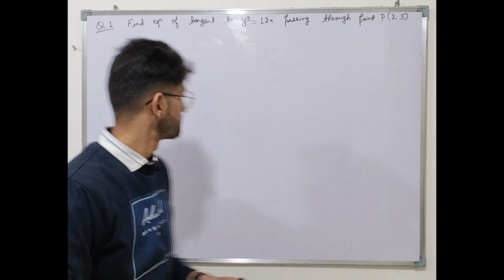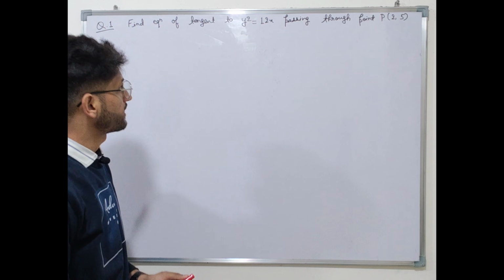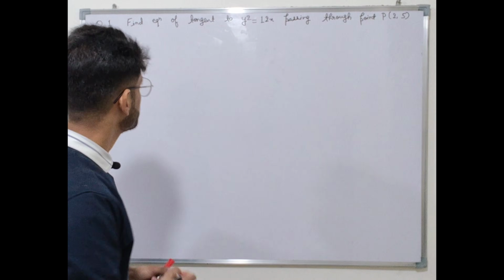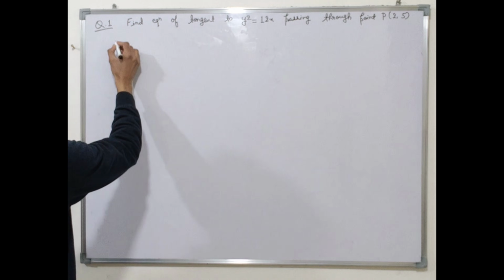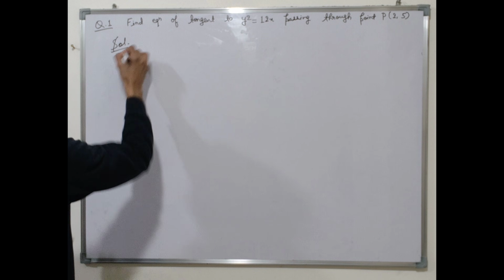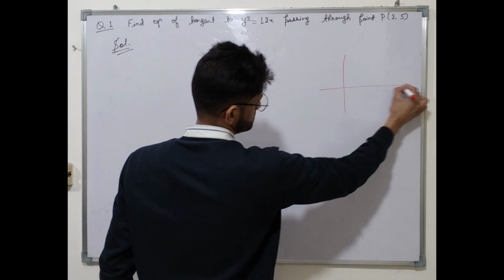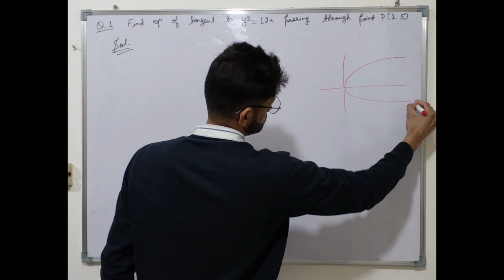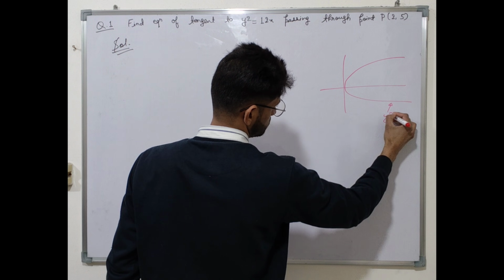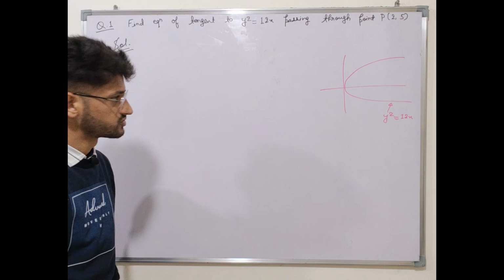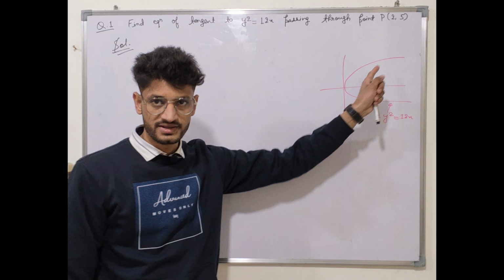Our first question is: find the equation of tangent to parabola y square equals 12x passing through point P(2, 5). We have been given the equation of parabola as y square equals 12x. Let's draw a rough sketch. The equation of this parabola is y square equals 12x, and we have been given a point P(2, 5). We don't know whether point P lies on the parabola, inside or outside.